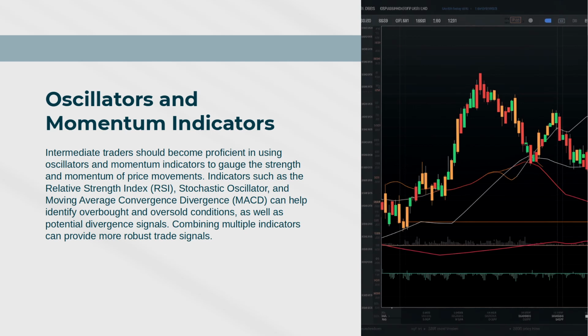Oscillators and momentum indicators. Intermediate traders should become proficient in using oscillators and momentum indicators to gauge the strength and momentum of price movements. Indicators such as the Relative Strength Index, RSI, Stochastic Oscillator, and Moving Average Convergence Divergence, MACD, can help identify overbought and oversold conditions, as well as potential divergent signals. Combining multiple indicators can provide more robust trade signals.